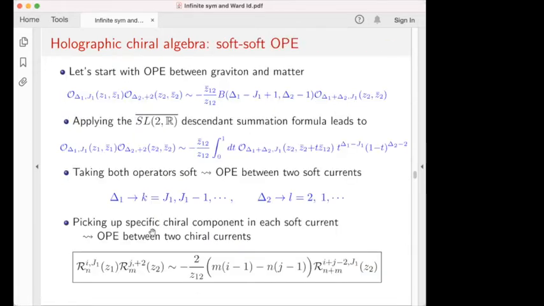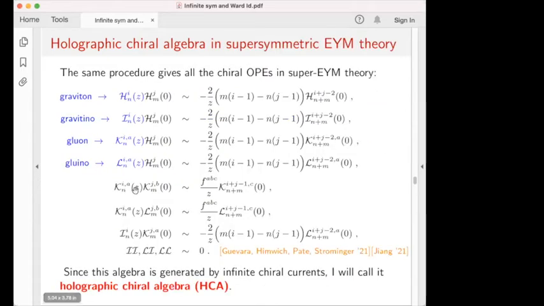Previously, this J1 is arbitrary, but we can consider different values for J1. In particular, I will consider a supersymmetric Einstein-Yang-Mills theory. In this case, we have graviton, gravitino, gluon, and gluino. So we can take J1 to be 2. Then we have another graviton. So the previous OPE becomes this one, between two gravitons. If we set J1 to 3/2, then we get the gravitino, and then we have the OPE between gravitino and graviton, which is another gravitino, and similarly for gluon and gluino.